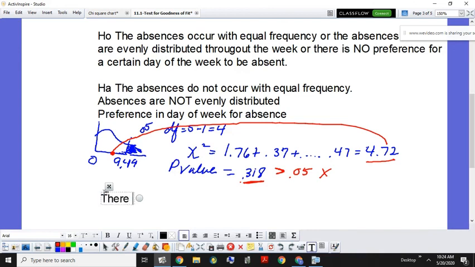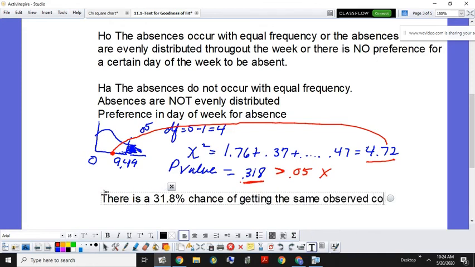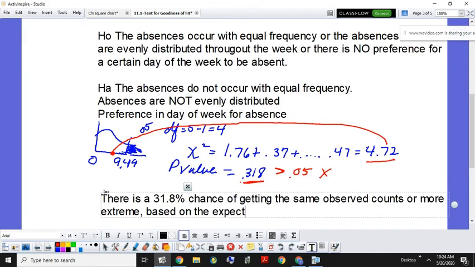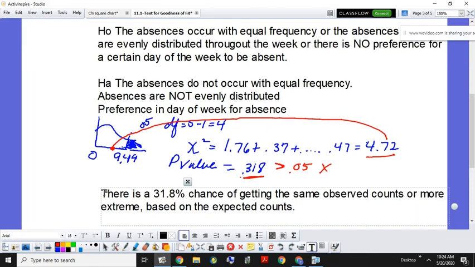Okay, p-value sentence. There is a 31.8% chance of getting the same observed counts or more extreme. Same sentence throughout the whole chapter, based on the expected counts. Okay, fail to reject.